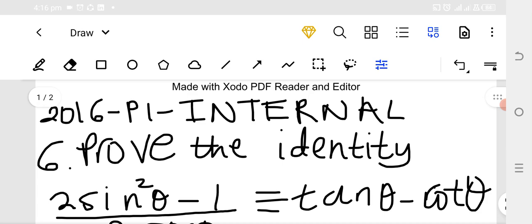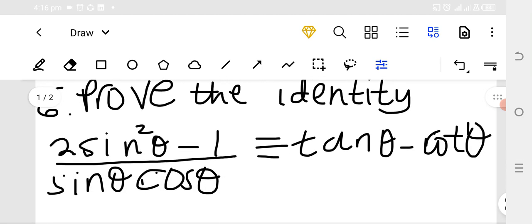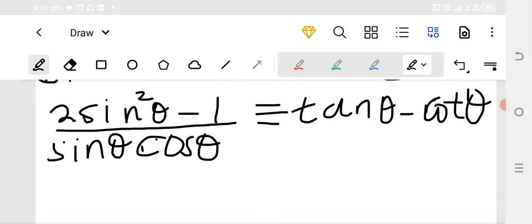And in this video, we are proving the identity for this past paper, 2016 Paper 1 internal. Alright? Okay, so if you look at this question, look at the identity. As you can see from the question, an equation or an identity always has a left-hand side and a right-hand side. So this side is called the left-hand side, then this side is called the right-hand side.